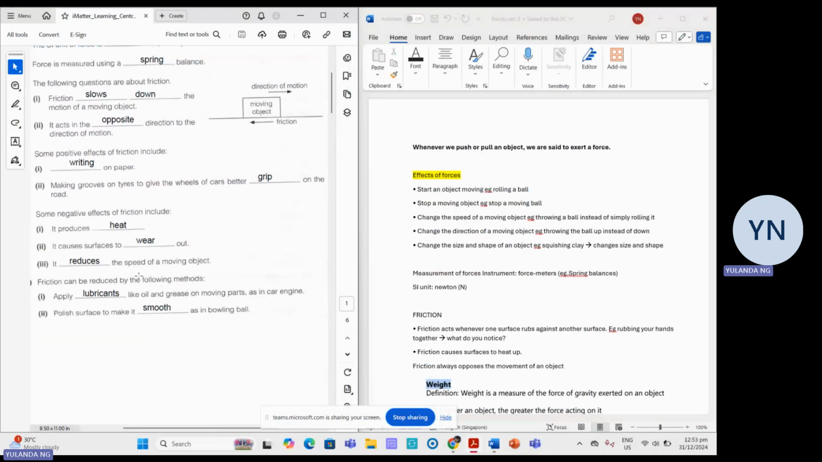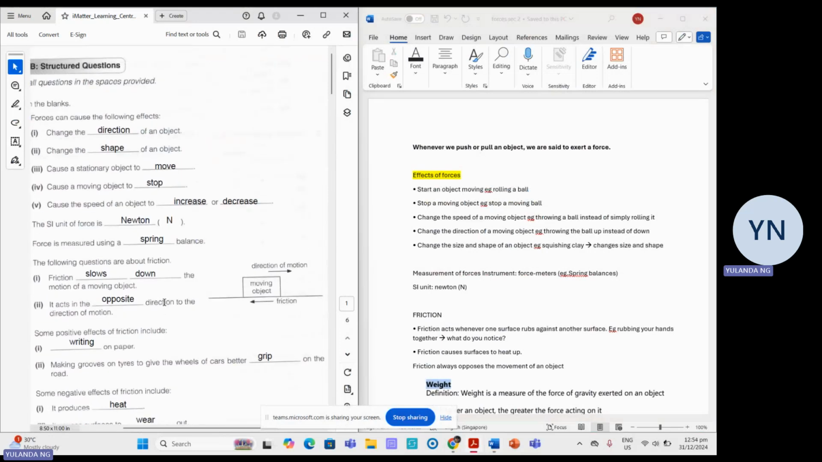Why does applying lubricants help reduce friction? It's like you're applying a layer of liquid. For example, compare when the floor is dry and when it's wet. What do you notice? You will tend to slip more on a wet floor. So that is kind of like a lubricant. It helps to reduce friction, so that's why you tend to slip more, because there is less friction between your shoe and the ground.